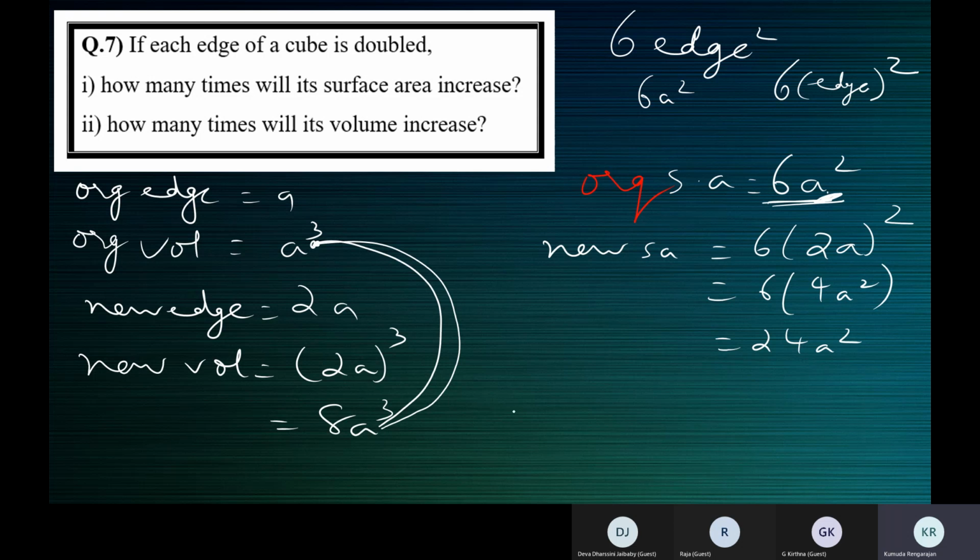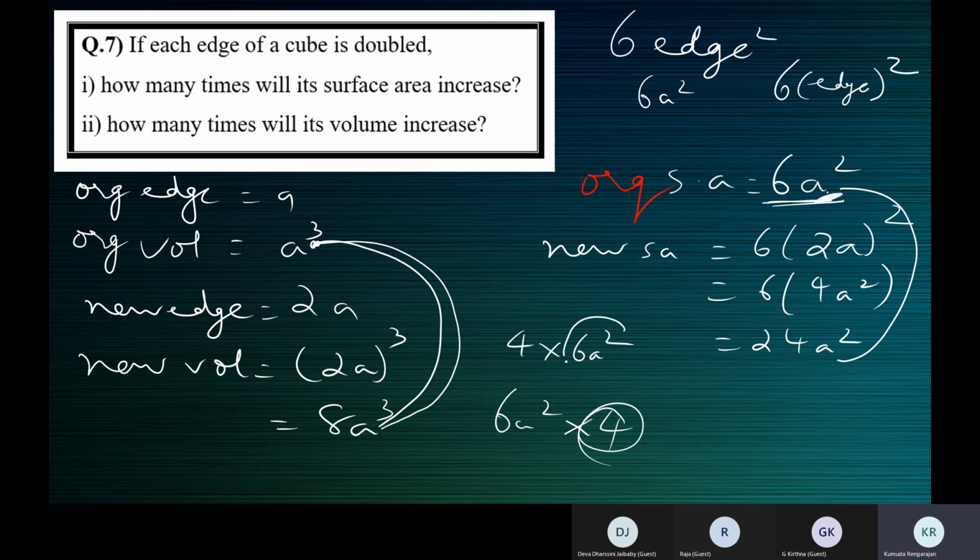How will 6a square become 24a square when it's multiplied by 4? 24a square. So the surface area will increase 4 times. You can express 24 as 4 into 6a square. This is the original surface area, and 4 times that is the new surface area.